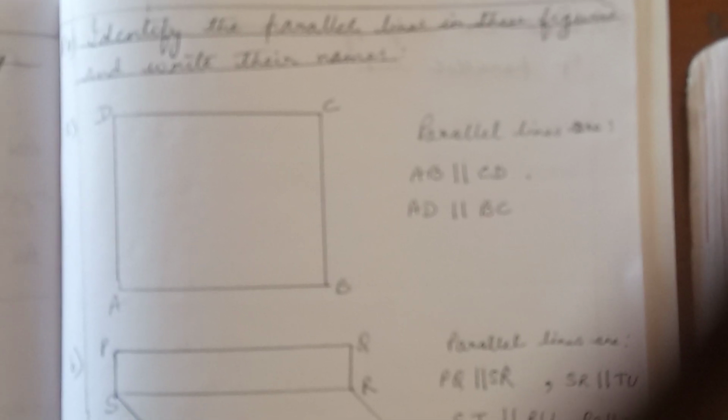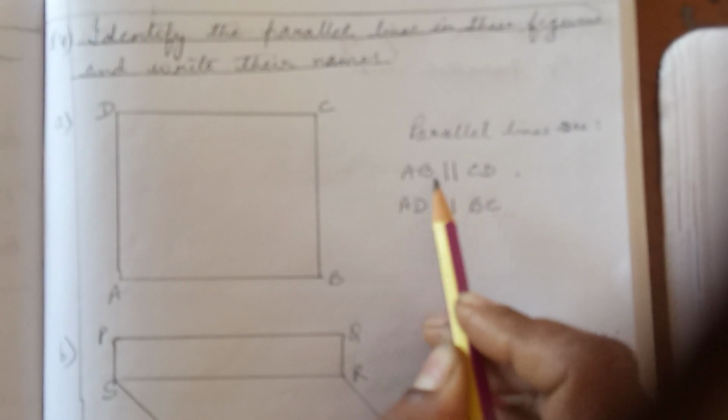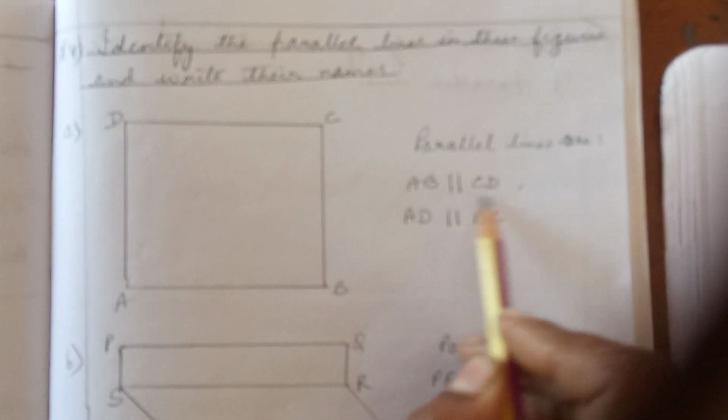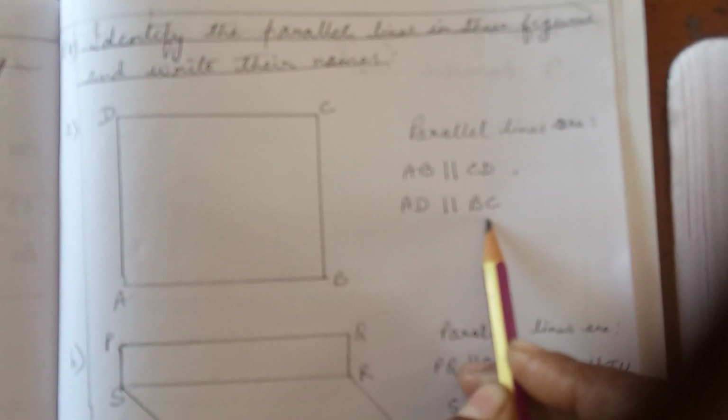Write in your copy. So here children, AB is parallel to this line. You may write it CD. Write here AB is parallel to CD. Now again this line is parallel to this line. This AD is parallel to BC. Write here AD is parallel to BC.